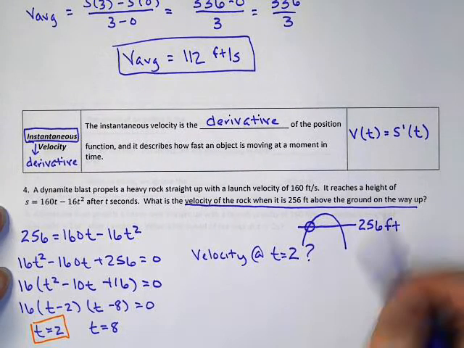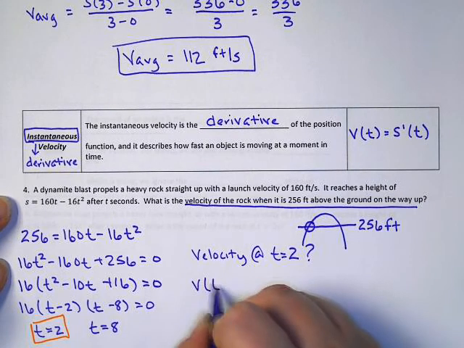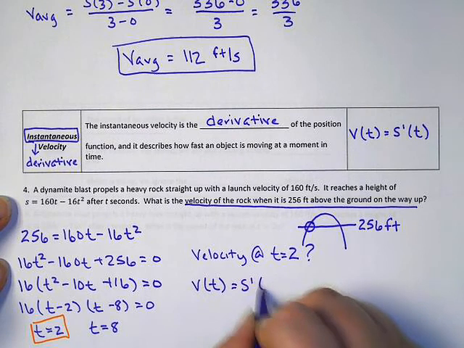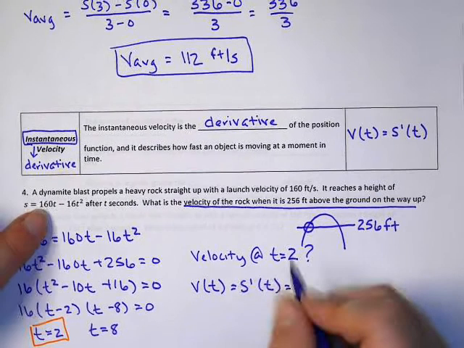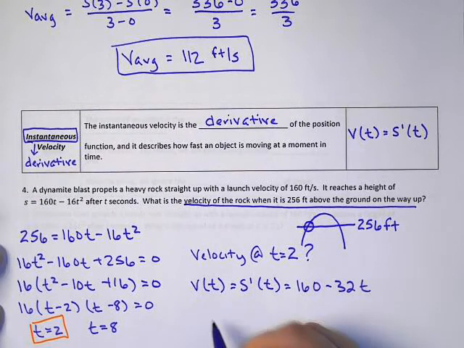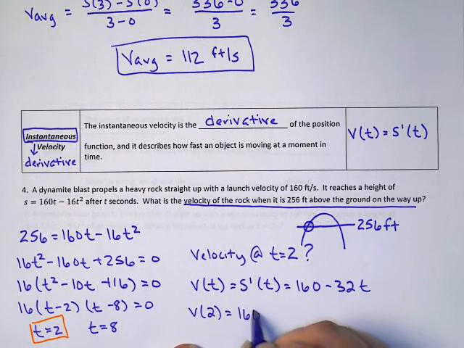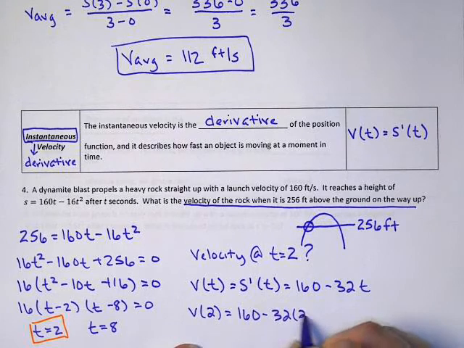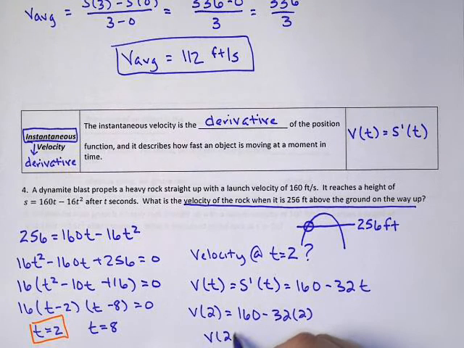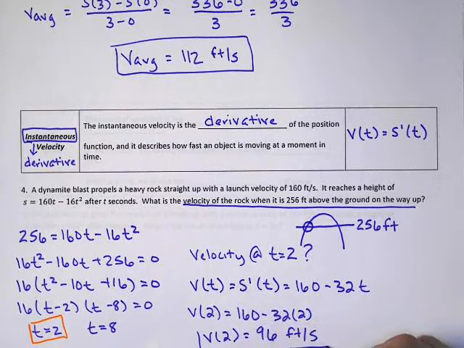So in order to find that, we need to actually take the derivative of the position function. So v of t, which is the same as s prime of t, is going to equal 160 minus 32t. So if I want to find v of 2, I'm just going to substitute that in. So 160 minus 32 times 2, we get that the velocity at 2 is equal to 96, and it's velocity, so we're talking about feet per second. And we do need to have units on that.